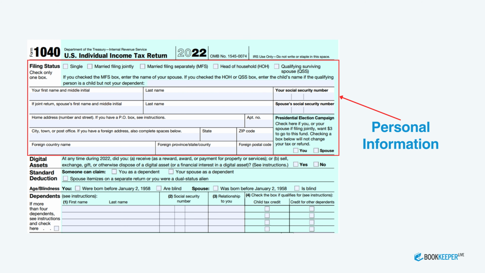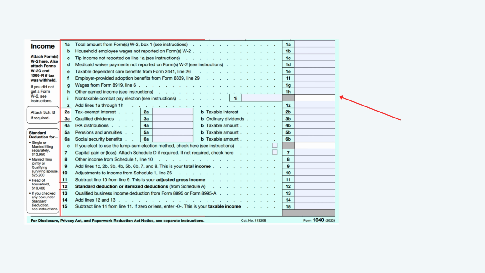It begins by asking for personal information, such as your name, address, social security number, tax filing status, and how many tax dependents you have. Next, you will calculate your taxable income by adding up all your income for the year. Taxable income is the amount subject to income taxes.